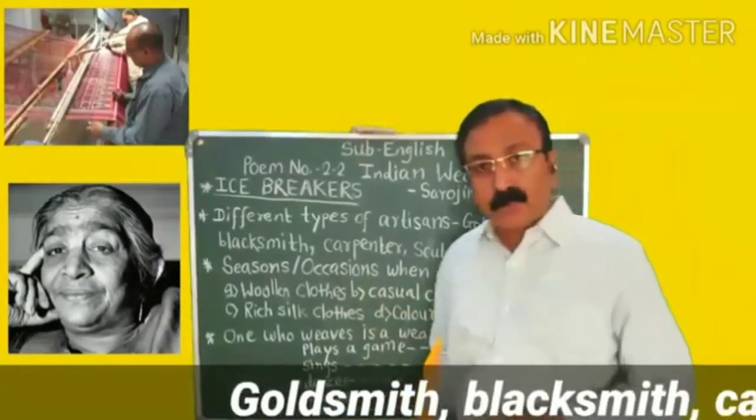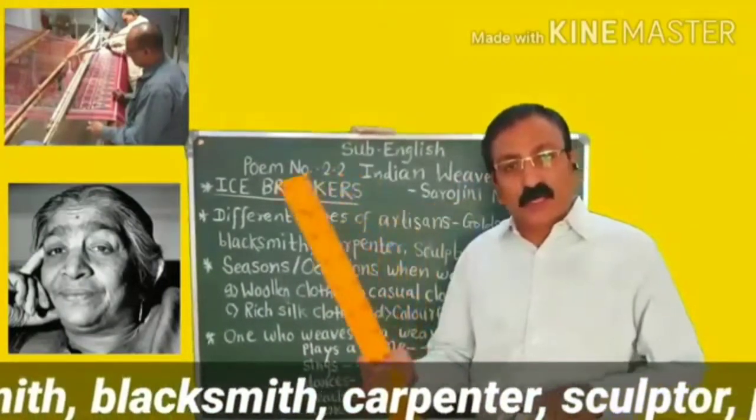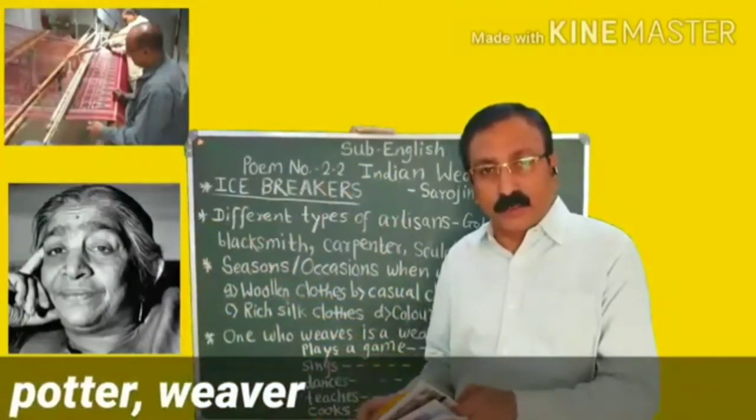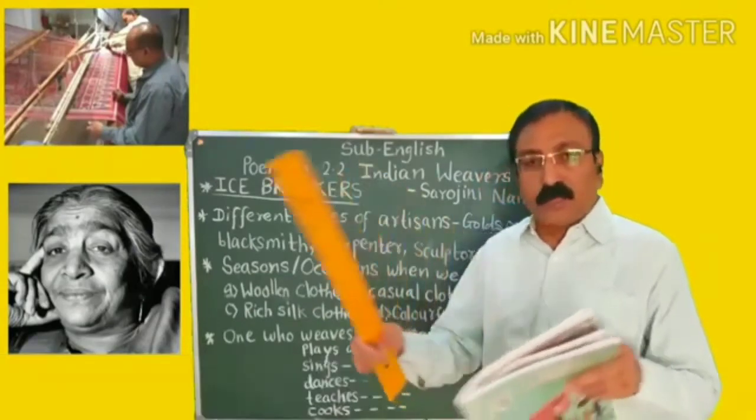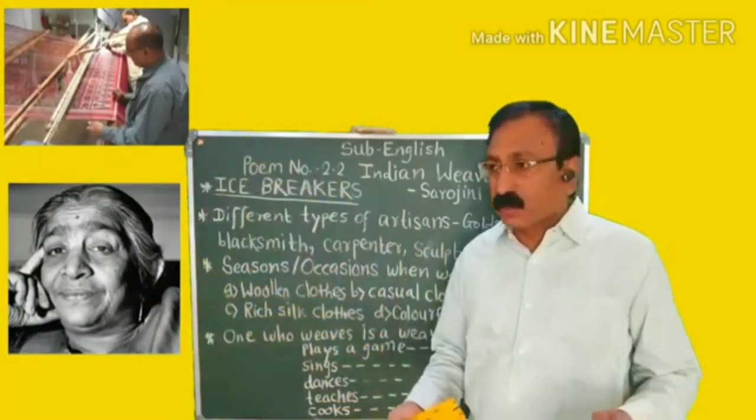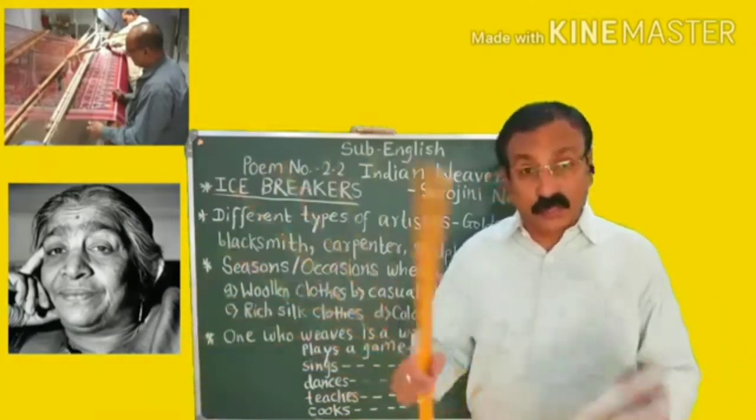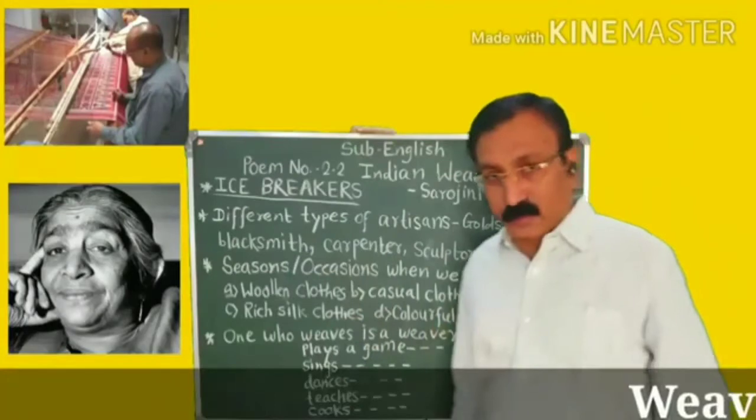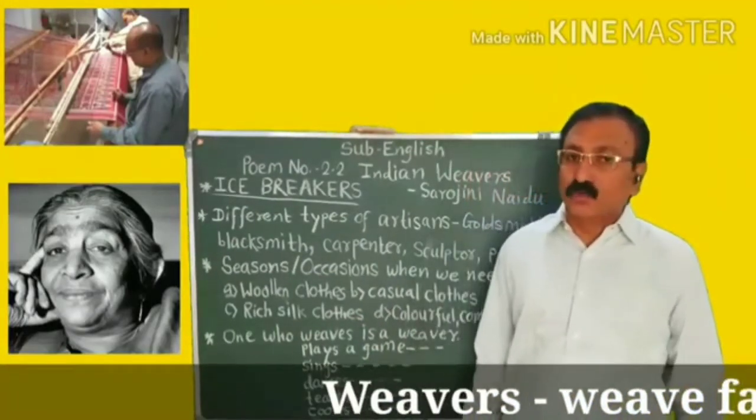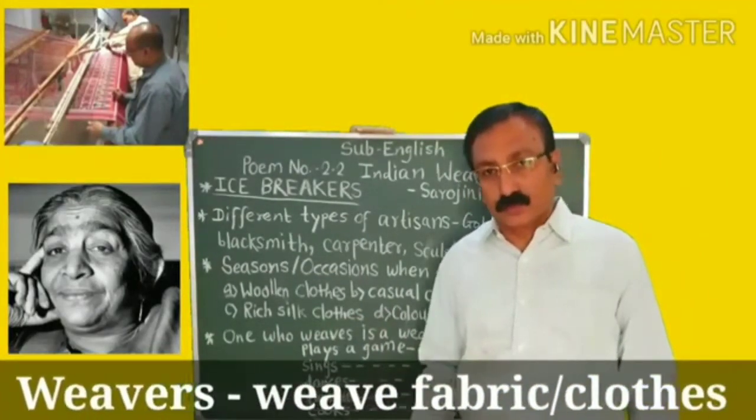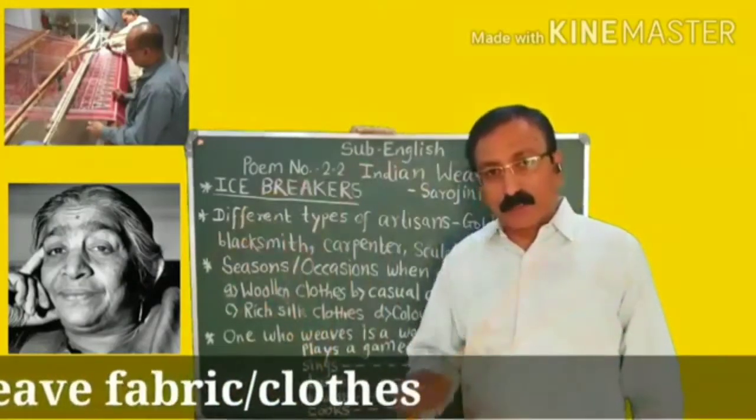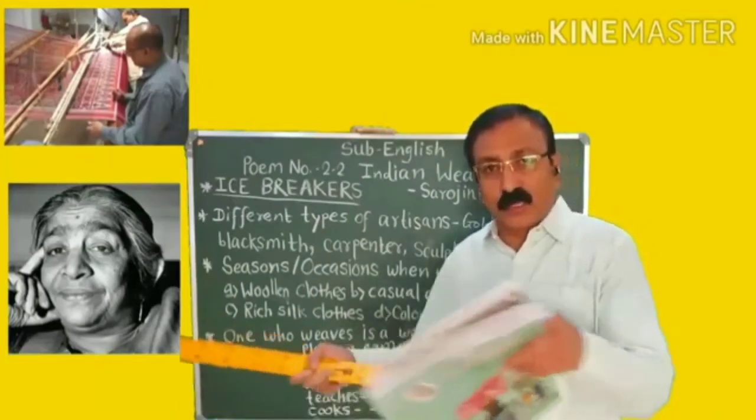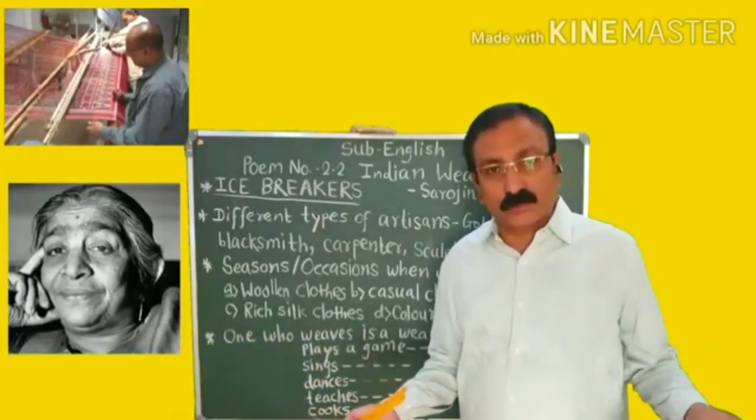Potter. So, a potter makes different kinds of vessels with clay or ceramic material, and the pots made by potters are used in our day-to-day life in rural areas as well as in urban areas. And the last one is weaver. So what does the weaver do? Weavers weave different kinds of fabric or clothes which are normally used in different kinds of seasons or on occasions.